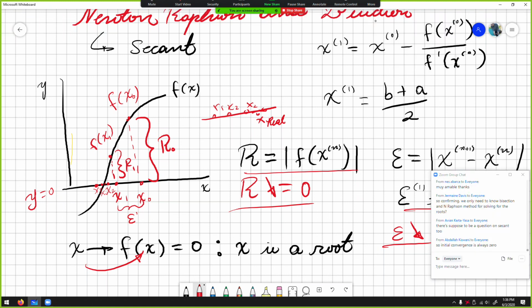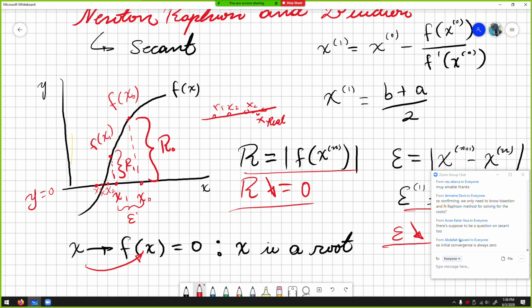I think I have one comment in the chat. So initial convergence is always 0. It doesn't matter, it can be anything. It's for coding. In coding we have to define arrays. You cannot define an array as invisible, or you can define it as a NaN, but it makes no sense from a mathematical perspective. So we usually set it to 0. You can set it to whatever you want, because conceptually it doesn't make sense.